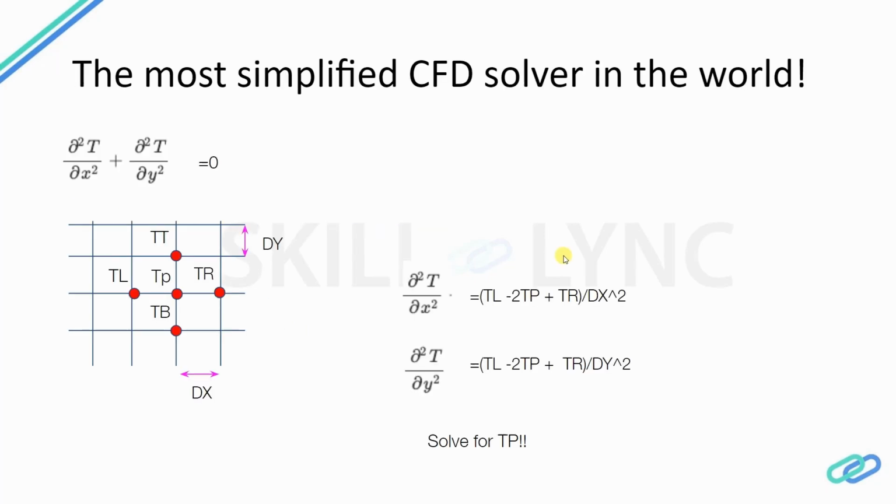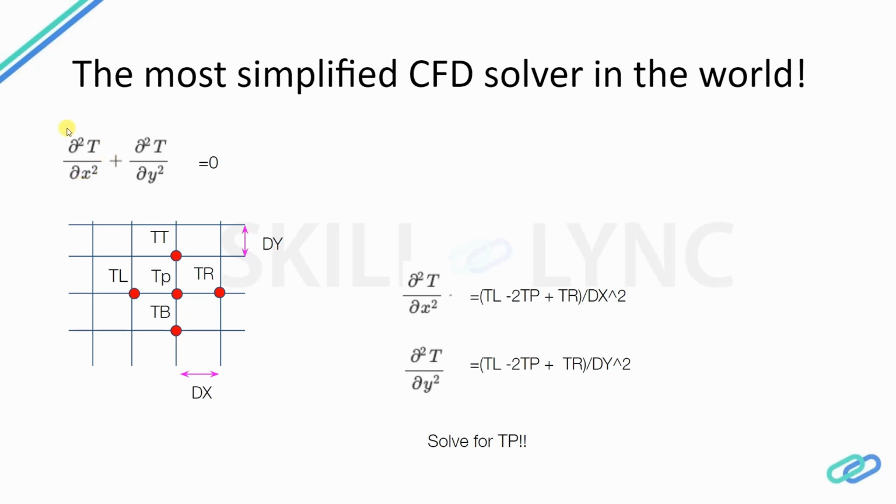Alright, so now let's build our own simplified CFD solver. Here, this is the governing equation that we are starting with. You can see that this equation is very similar to what we had in our one-dimensional steady state heat equation. In the one-dimensional equation, we just had d square T by dx square is equal to 0. In two dimensions, you just have another term to capture the curvature, or the second order derivative, in the y direction. So this right here is the equation.